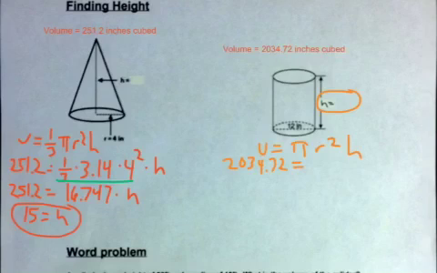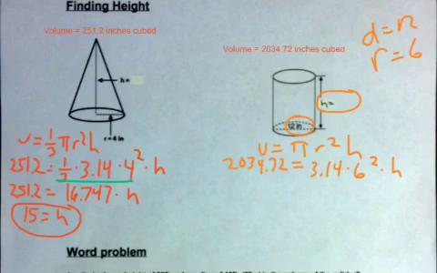2034.72 equals 3.14. Now a lot of people will put 12 as the radius. Well, that's not the radius, that's the diameter. The diameter is 12. So the radius has to be half that, which is 6. So the radius is going to be 6 squared times h.